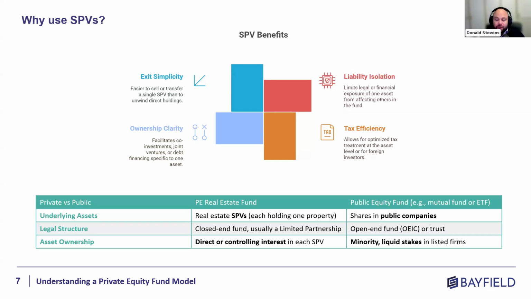The legal structure is slightly different. In the UK, we've got open-ended investment companies or trusts, where the legal structure in this SPV is usually limited partnerships. And then the asset ownership, you don't really have much control in a public equity fund in terms of anything related to that stock. You can vote in AGMs and all of those things, that's fine. But in an SPV, the GP on your behalf has direct or a controlling interest in that SPV because they manage that on your behalf. That's what we're paying them for. So hopefully that's clarifying exactly where the SPV element sits within this fund.